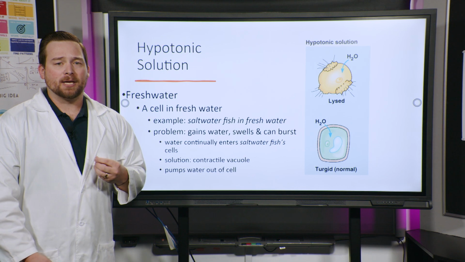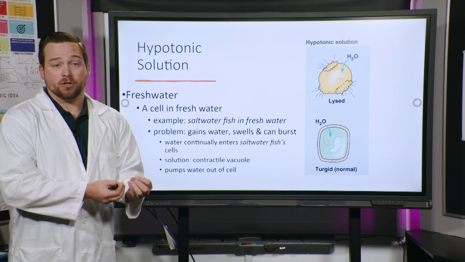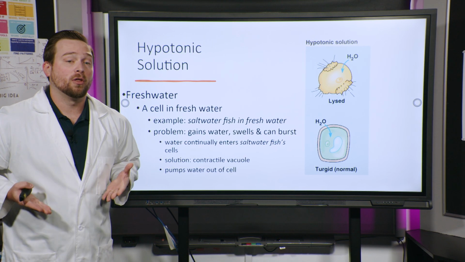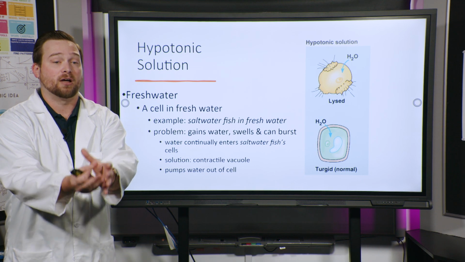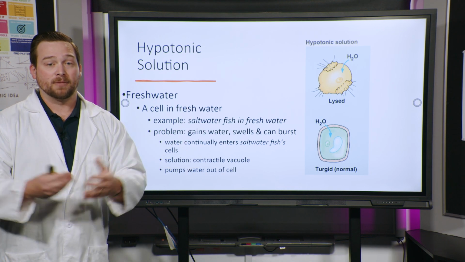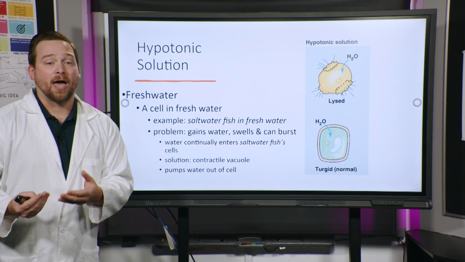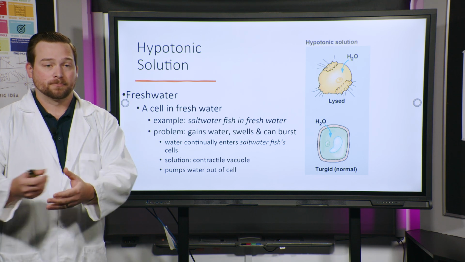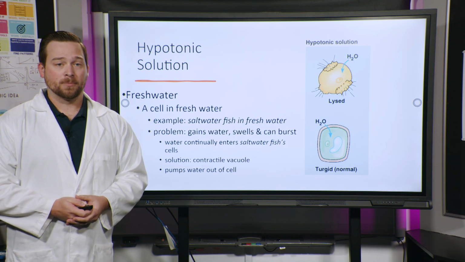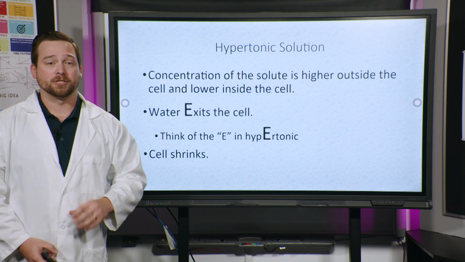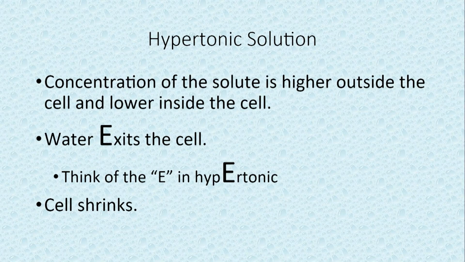Okay, so what's happening here is that because there's more solutes inside of the cell, the water rushes into the cell, it gets bigger, and it might even rupture. And that rupturing is called lysing, okay? Great job. So that's hypotonic solution. Now let's look at something else. This is called hypertonic solution. Okay, hyper. That prefix hyper is like the opposite of hypo. Hyper means too much or more than.